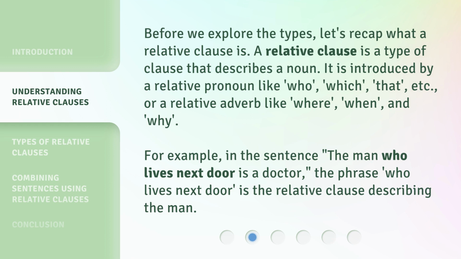Before we explore the types, let's recap what a relative clause is. A relative clause is a type of clause that describes a noun. It is introduced by a relative pronoun like who, which, that, etc., or a relative adverb like where, when, and why. For example, in the sentence, "The man who lives next door is a doctor," the phrase, "who lives next door," is the relative clause describing the man.